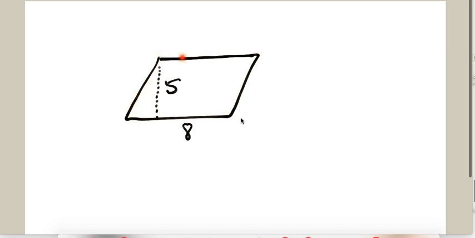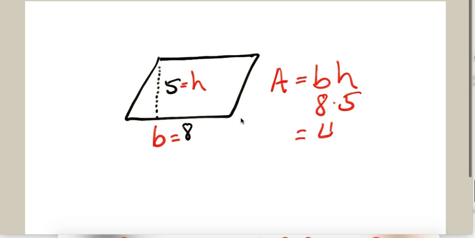What is this shape? It's a parallelogram. So I go to my handy dandy reference sheet and I write down that formula, which would be the area is base times height. The base is equal to 8. The height, they show with that dotted line, is 5. And so I work that out and I get 40. So the answer would be 40 units squared.